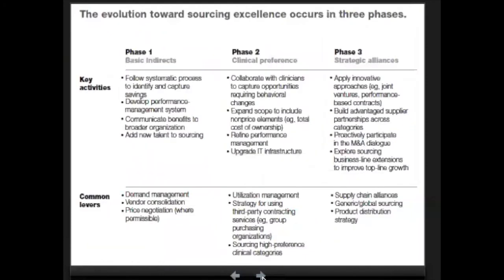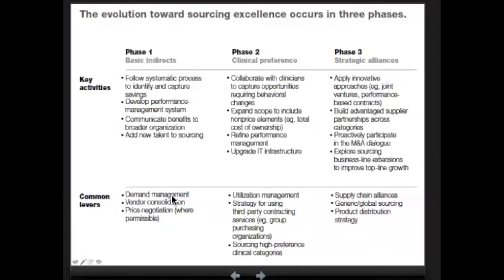And to do so, the article first emphasizes the type of evolution that happens within the sourcing function within healthcare organizations. The first phase typically is where the sourcing function is primarily focusing on basic indirect spend. So there's a systematic process which identifies and captures savings. There are some performance management systems, and you communicate benefits to the broader organization. You add some new talent to sourcing to do all these things.